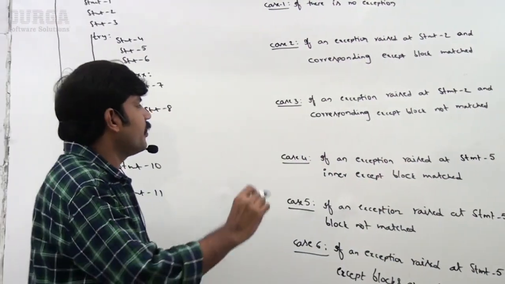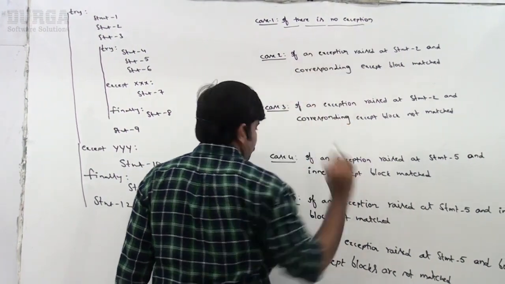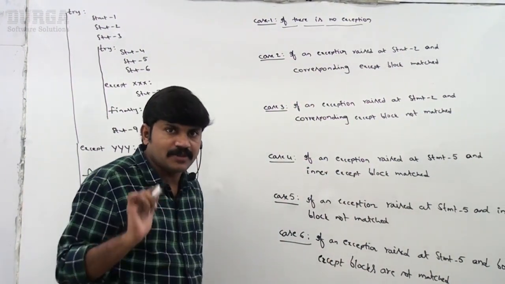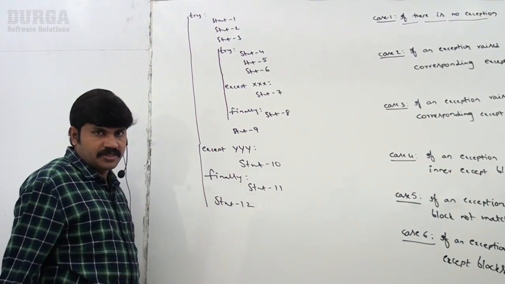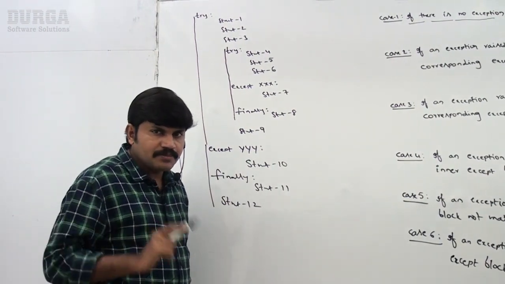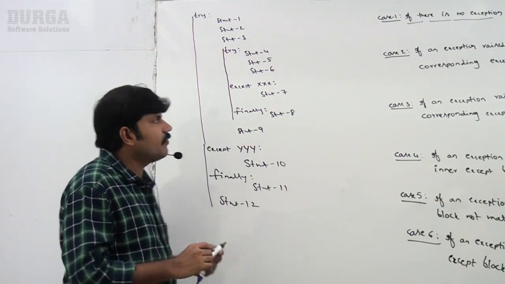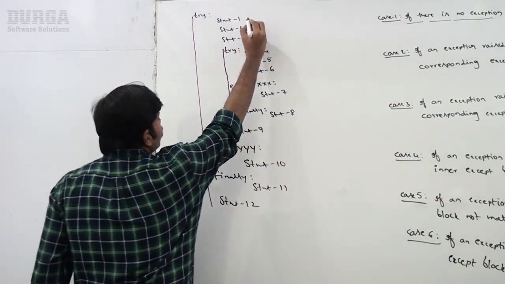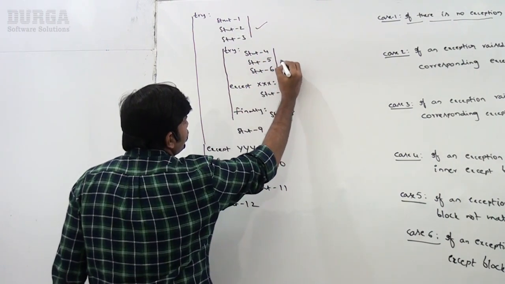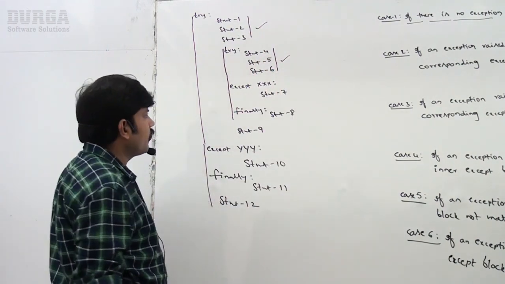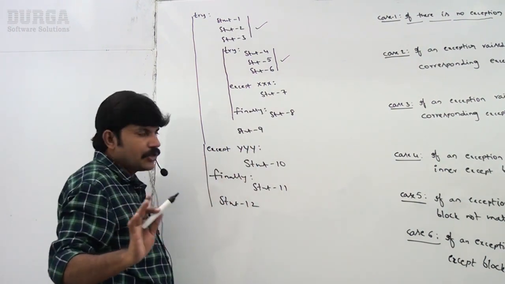Observe very carefully. First one: if there is no exception, which statements will be executed? Very important: if there is no exception, the except block won't be executed. Correct? Now observe very carefully. 1, 2, 3 will be executed. 4, 5, 6 will be executed. This except block won't be executed.